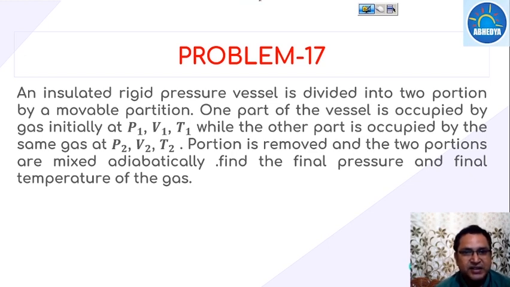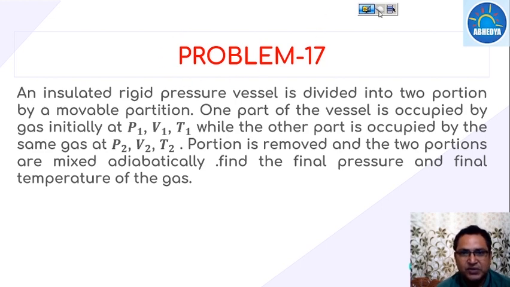An insulated rigid pressure vessel is divided into two portions by a movable piston. One part of the vessel is occupied by gas initially at pressure P1, V1 and T1, while the other part is occupied by the same gas. Now the gas in both the parts is the same, and its pressure, volume and temperature are given as P2, V2 and T2. Now the partition is removed and the two portions are mixed adiabatically. Find the final pressure and final temperature of the gas.